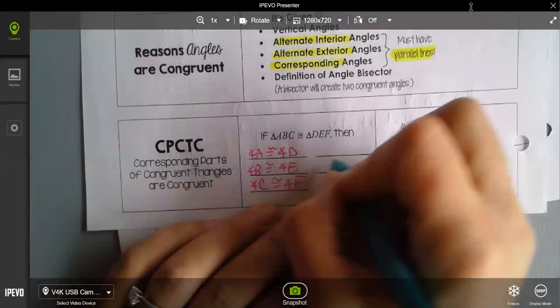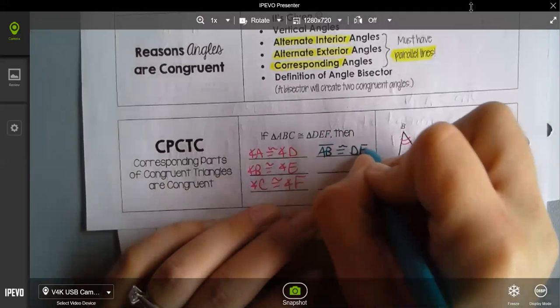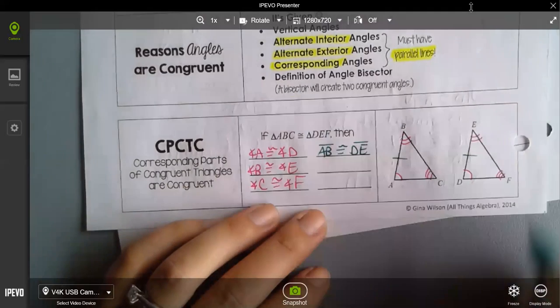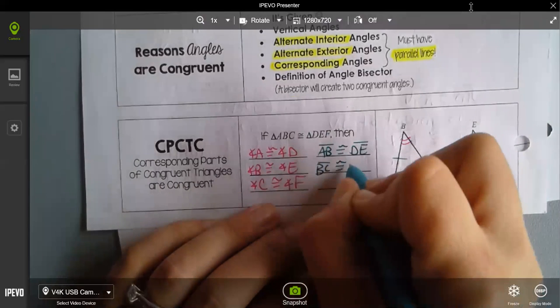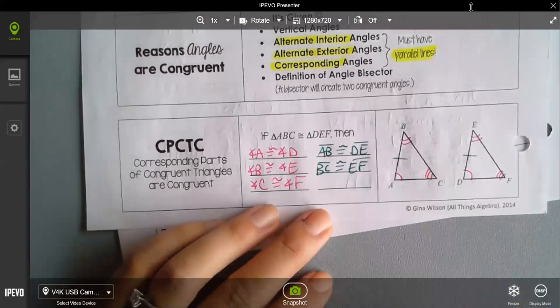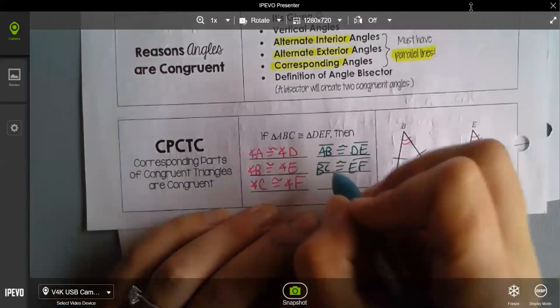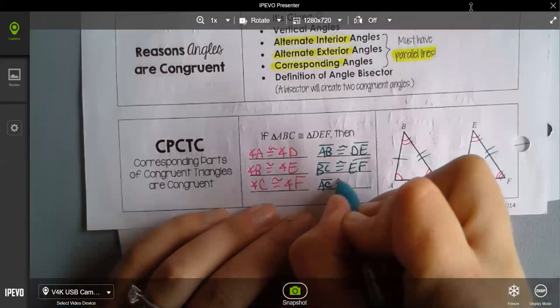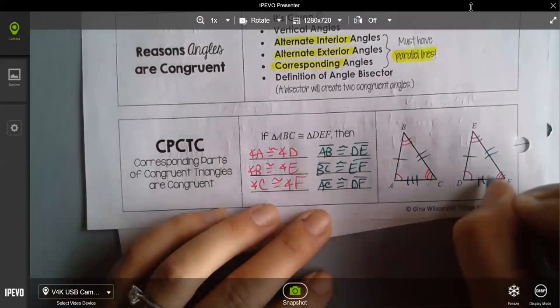So this means first two letters AB congruent to first two letters DE, boom. And then second two letters BC congruent to EF, there and there. And then first and last letters AC congruent to DF. That and that.